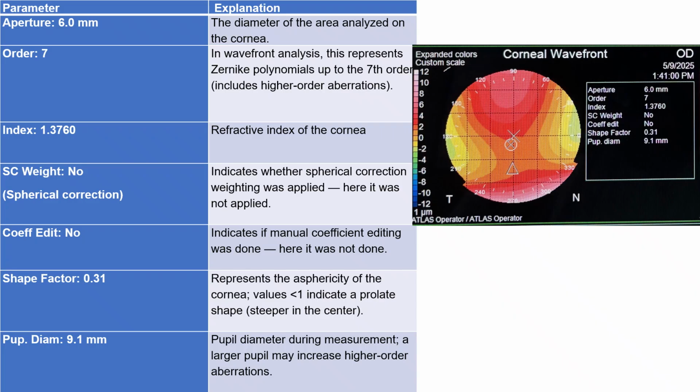Shape factor is 0.31. It represents the asphericity of the cornea, and if the value is less than 1, it indicates a prolate shape, that is steeper in the center. Then pupillary diameter during measurement: a larger pupil may increase higher order aberrations.